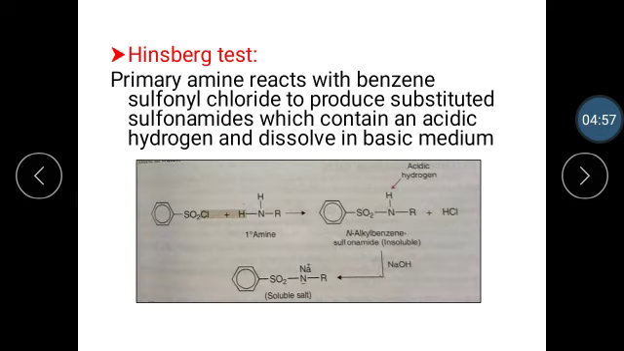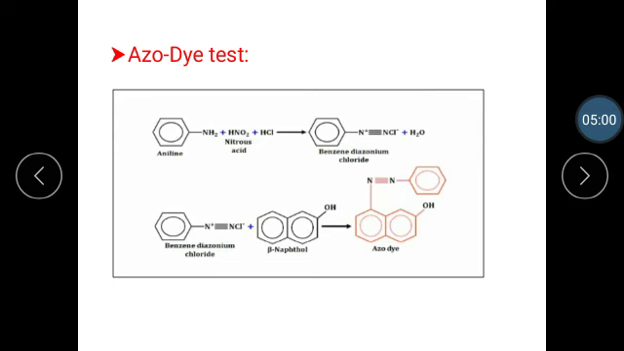The next test is the azo dye test. This test is given by aromatic primary amines. Aromatic primary amines react with nitrous acid to form diazonium salt. This diazonium salt undergoes a coupling reaction with beta-naphthol to form orange colored azo dye. The materials required for azo dye test: organic compound, sodium nitrite, beta-naphthol, distilled water, dilute hydrochloric acid and dilute sodium hydroxide.